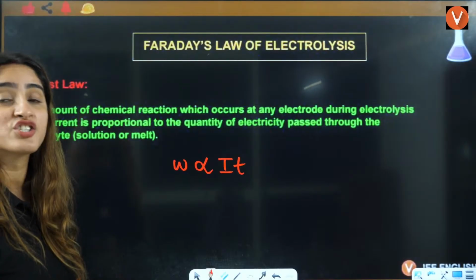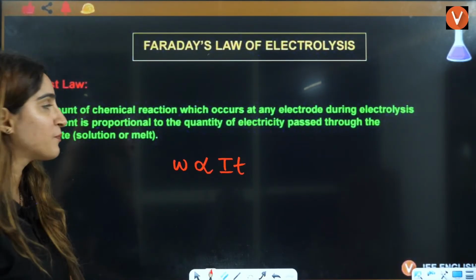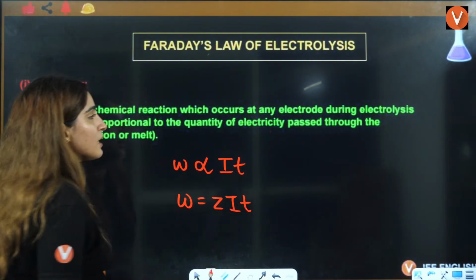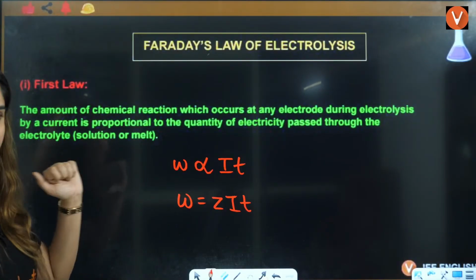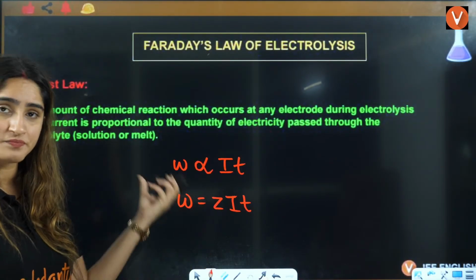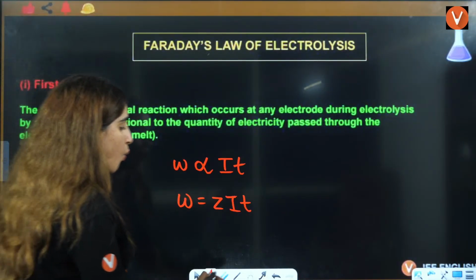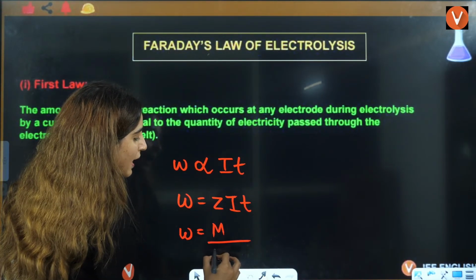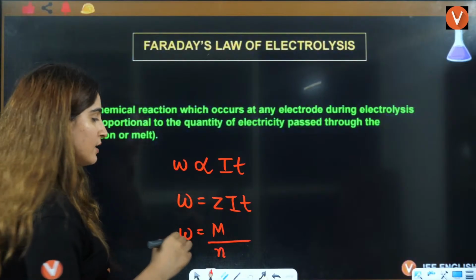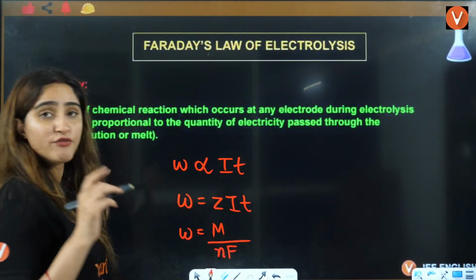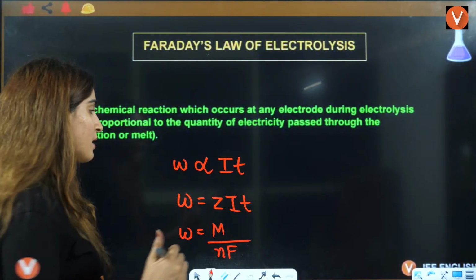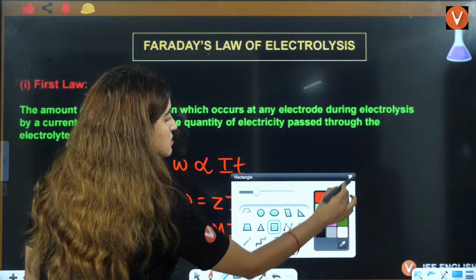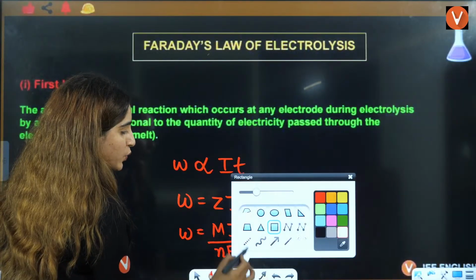And what is charge? Charge is current into time, right? Then he gave a proportionality sign here, that is electrochemical equivalence. This Z is called electrochemical equivalence. What is the formula of this Z? This Z is equal to molar mass by n, where n is the n factor, and F is the Faraday that has a fixed value of 96500, and this is It. And this is your full-fledged law that you have here.